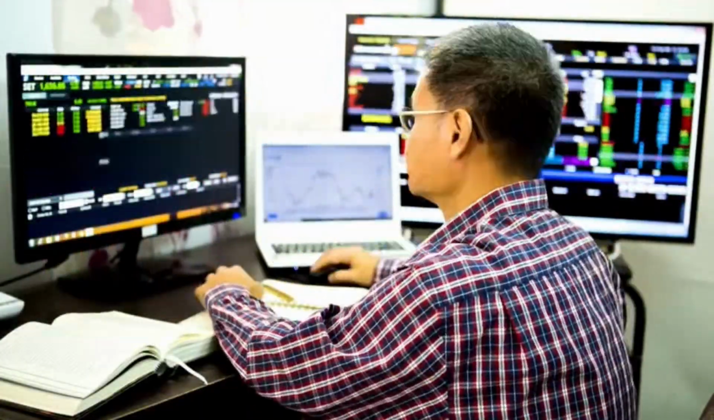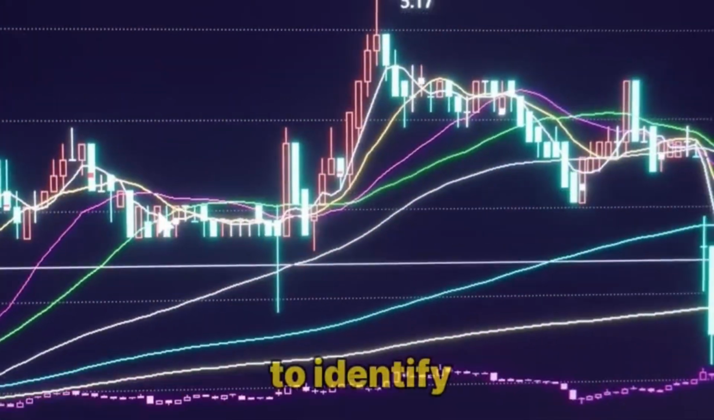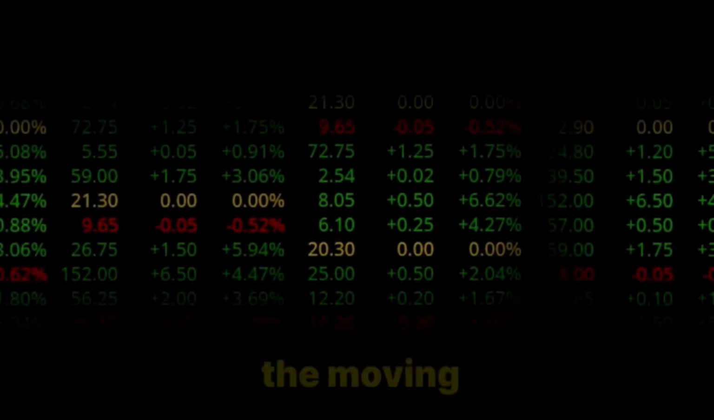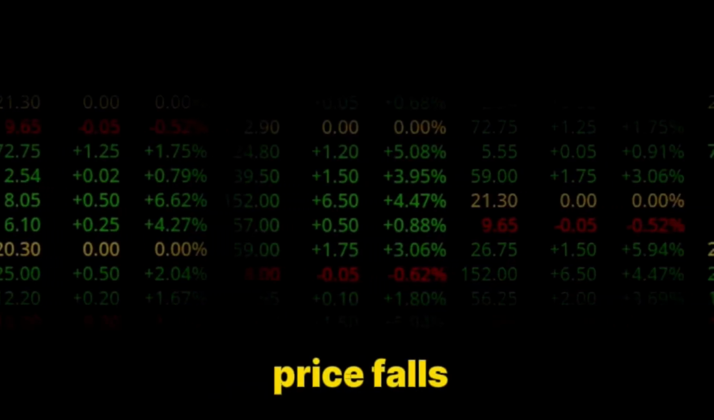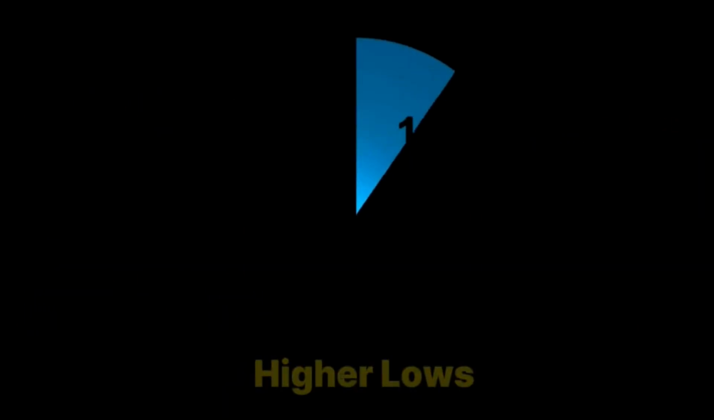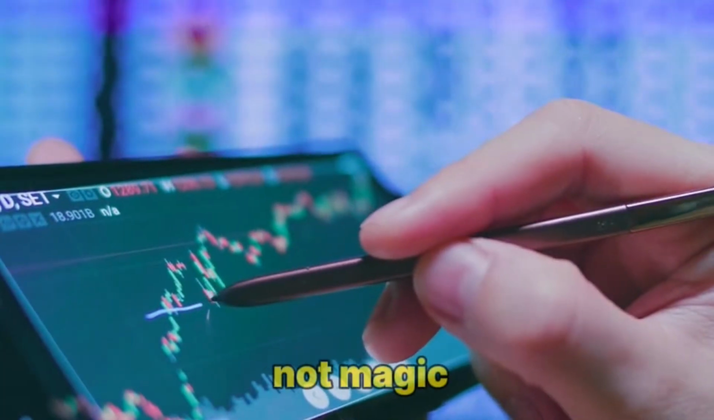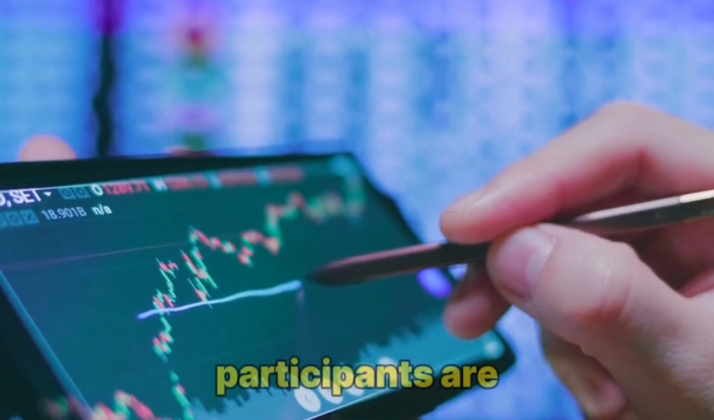How to spot a trend. Basic signals. There are simple ways to identify trends without being a pro. Moving averages. If price stays above the moving average, it gives an uptrend. If price falls below, it gives a downtrend. Higher highs and higher lows, support and resistance zones. These are not magic, but they help you see what market participants are thinking.